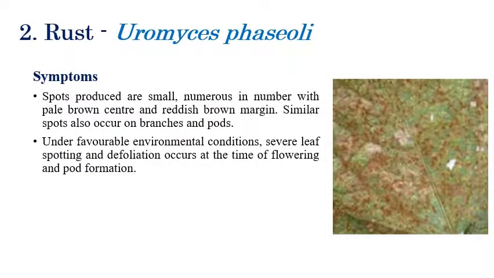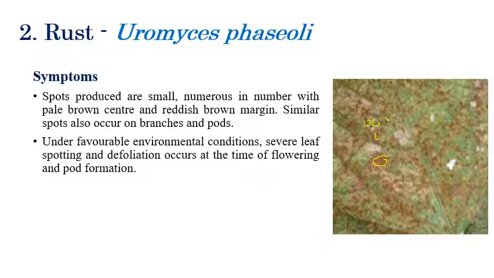Coming to the second one, rust, which is caused by Uromyces phaseoli. On the right side, we can see the symptoms. Dark red color or black or brown color spots with reddish brown margins can be seen here. The picture is not clear, but I will tell you. Numerous small pale brown to red color spots can be seen along with the reddish brown margin. These spots sometimes similarly appear on branches as well as pods also.